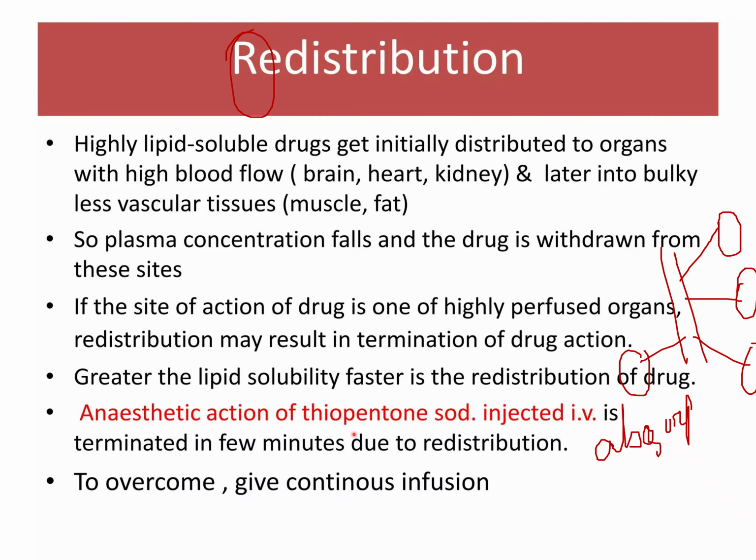The anesthetic action of injected thiopental sodium is terminated in a few minutes due to redistribution. To overcome this, give continuous infusion. So why this is happening, we need to learn that. Anesthetic drugs will act on the brain, but it is problematic when redistribution happens. Why? Because as the thiopentone is redistributed, it is not creating the anesthesia in the brain, rather it is going to different organs. Ultimately our dosage regimen would be hampered. So to overcome this we give continuous infusion.